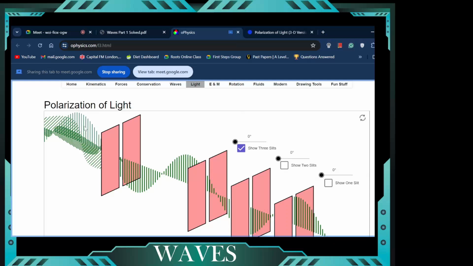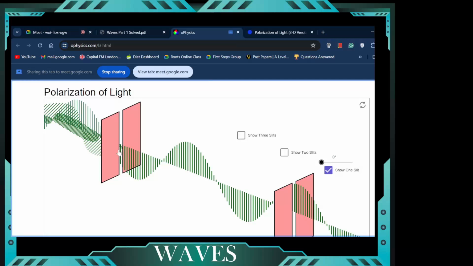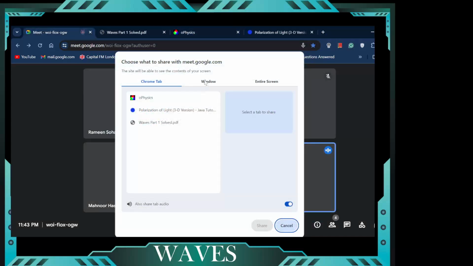But just focus on the first one. So once again, on the left side, what you have is the polarizer. As the light passes through it, it becomes vertically polarized because the slits are placed vertically. Let's get back to the workbook now.